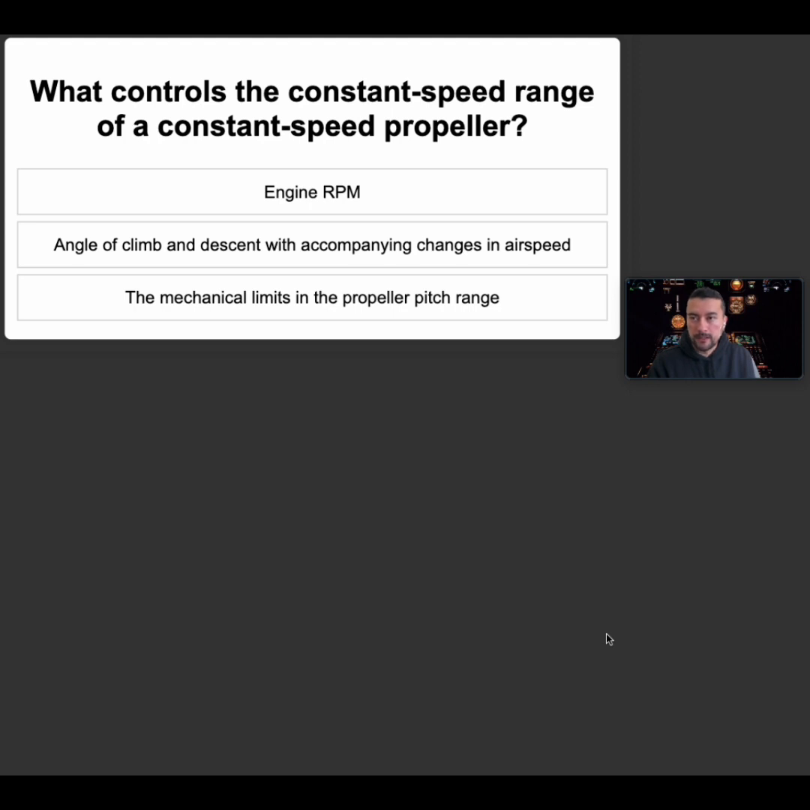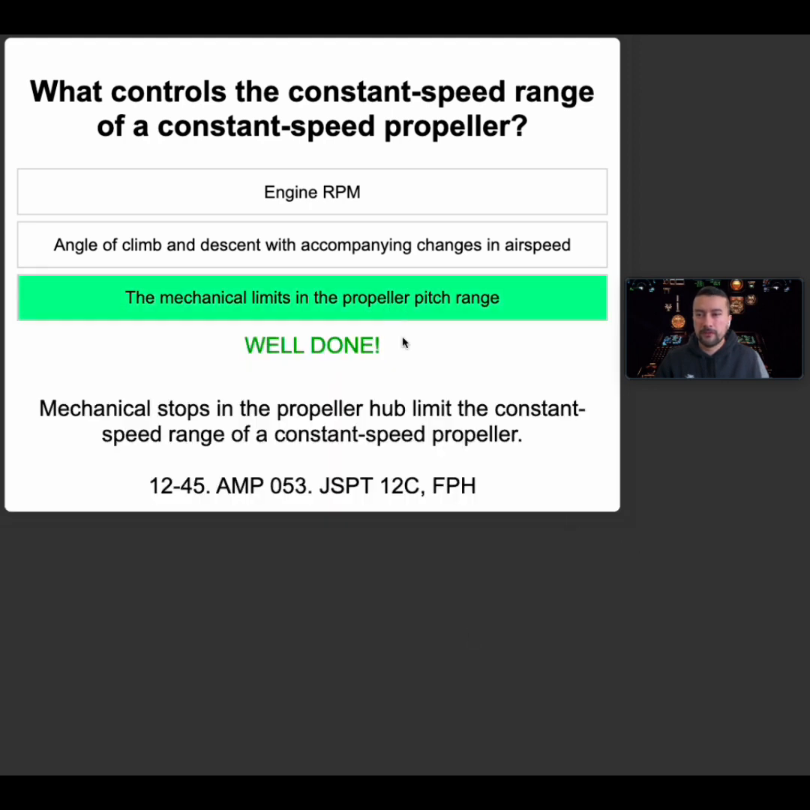What controls the constant speed range of a constant speed propeller? Engine RPM, angle of climb and descent with accompanying changes in airspeed, or the mechanical limits in the propeller pitch range? Definitely not the RPMs. Not angle of climb and descent with changes in airspeed. No, the mechanical limits of the propeller pitch range.